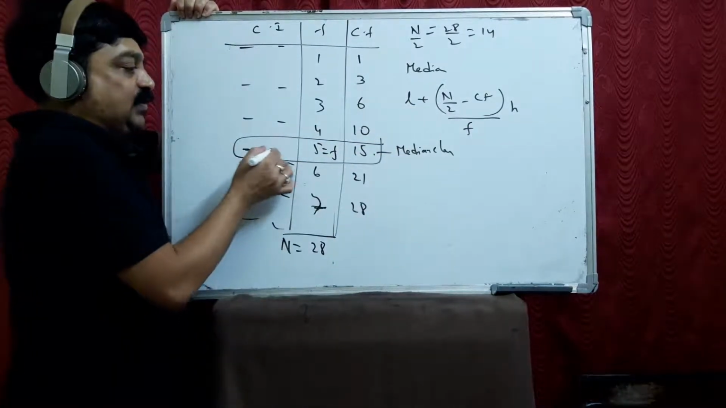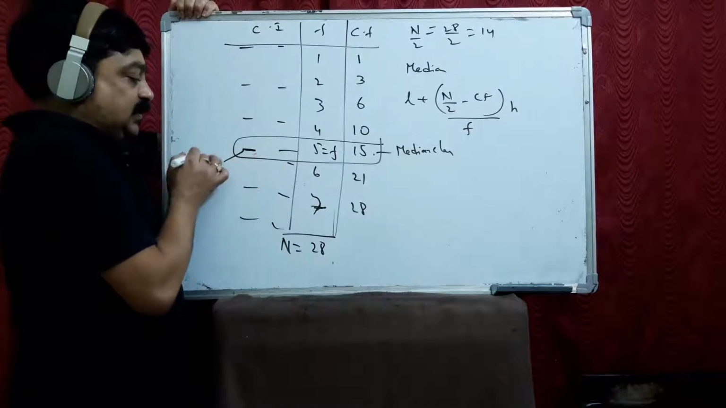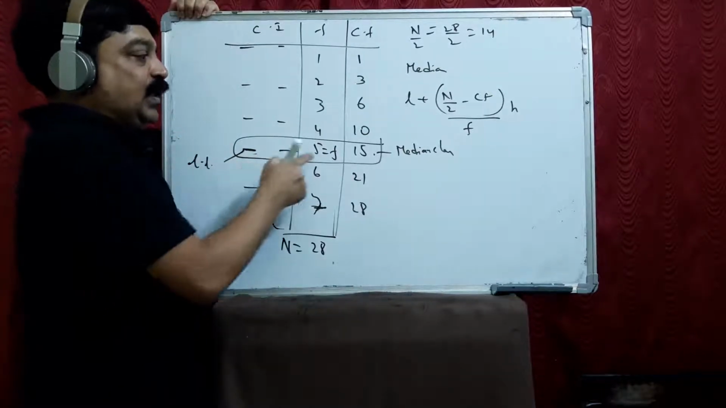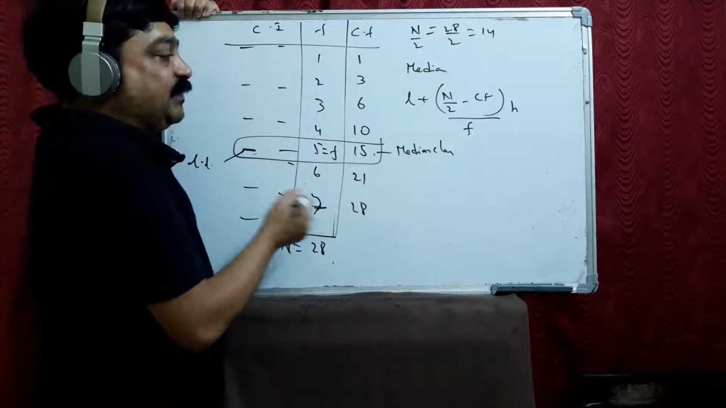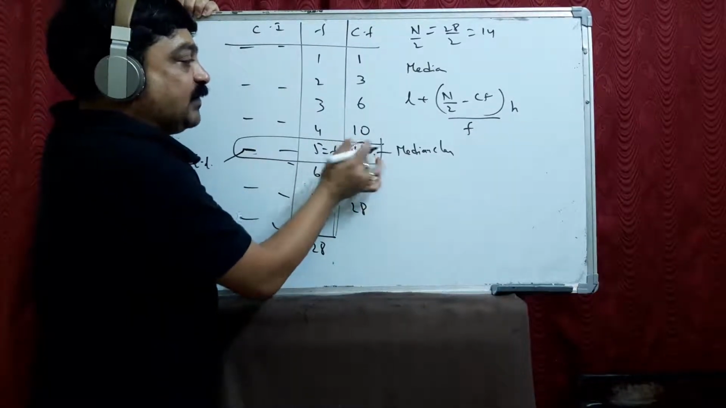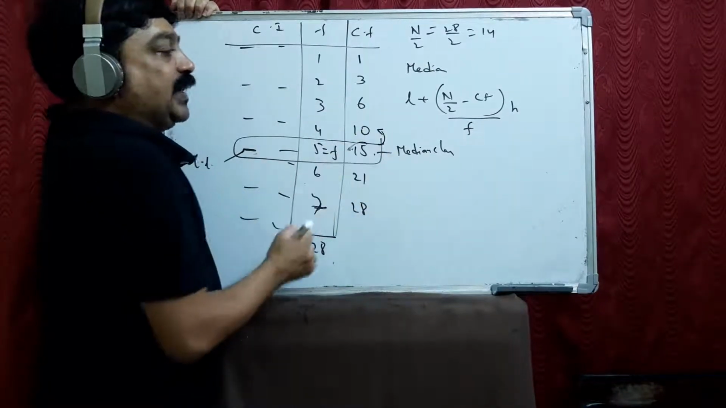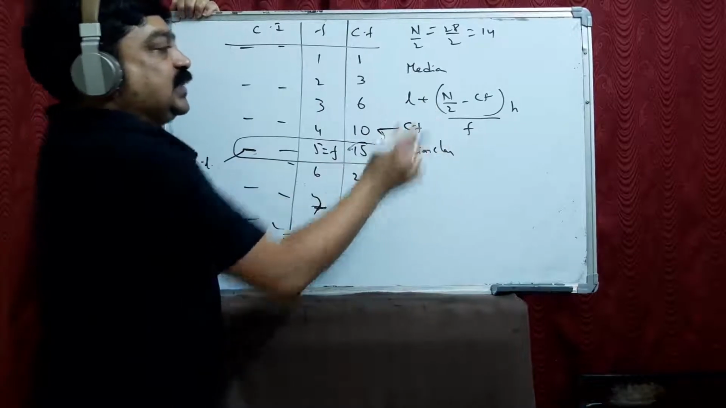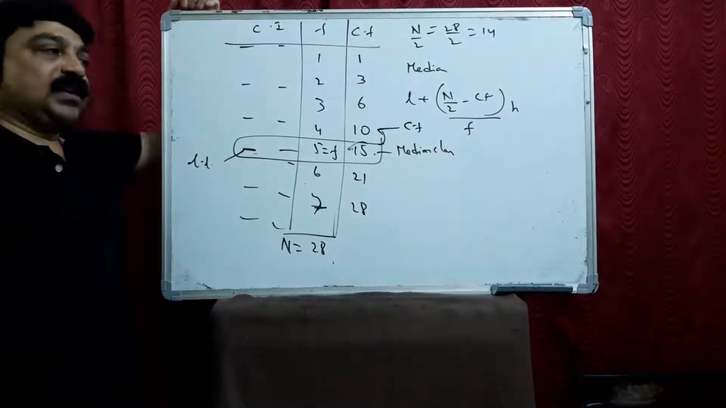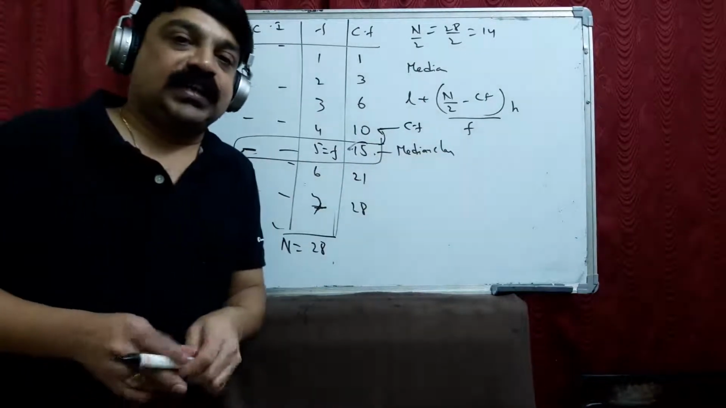Now you will have a class interval here. This is the lower limit of the class interval. You have f, and Cf is not this one. Cf is the value just above the median class. This is Cf, the value which is above the median class. Now if I do one problem, you will understand it very easily.